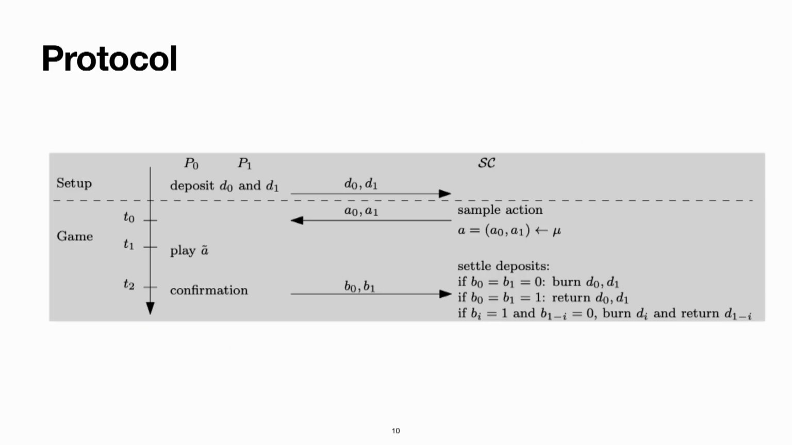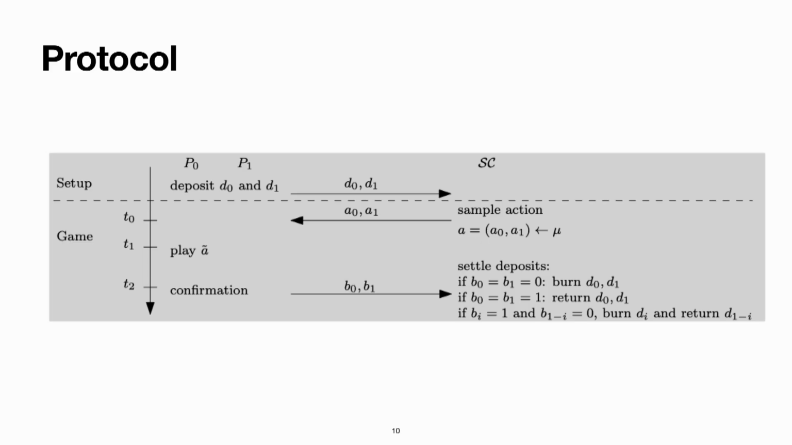How does this work? Well, first you have a setup where both parties deposit D0 and D1. And they also agree on 3 timestamps, T0, T1, and T2. And at T0, you have the smart contract sampling the action profiles. Here I'm really abstracting the cryptographic details. I will just skim through them at the end. But just think about sampling here.